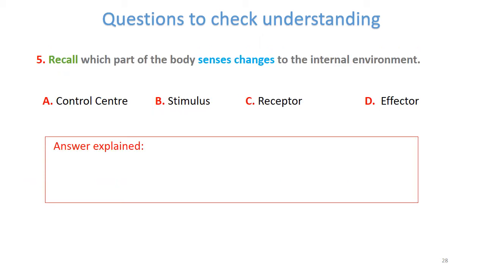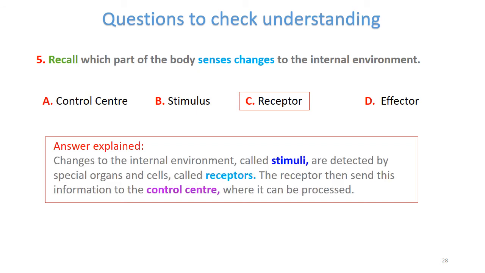Some more questions to check your understanding. Question 5. Recall which part of the body senses changes to the internal environment. Is it the control centre, stimulus, receptor, or effector? The answer is the receptor. To explain this answer, changes to the internal environment, called stimuli, are detected by special organs and cells called receptors. The receptor then sends this information to the control centre, where it can be processed.